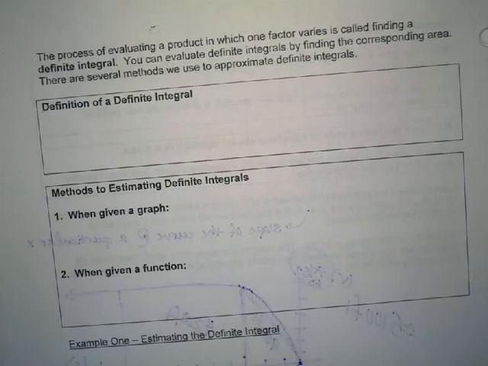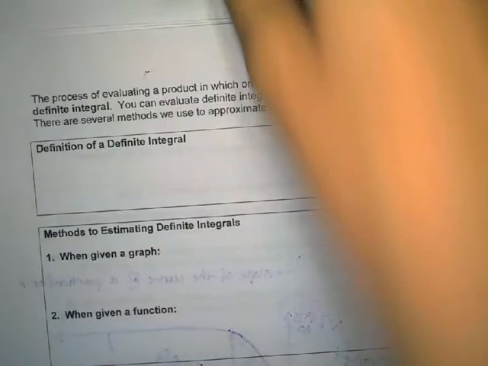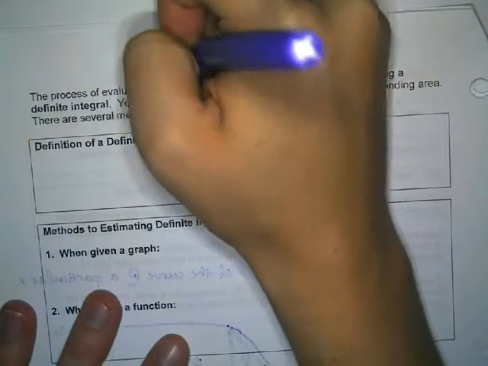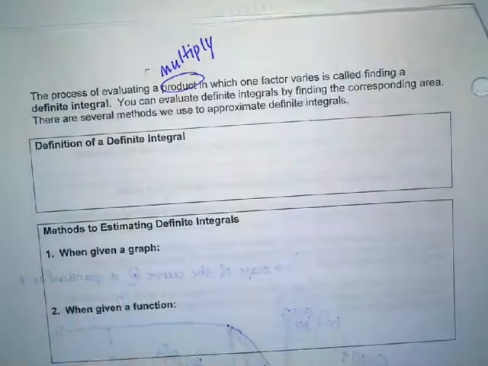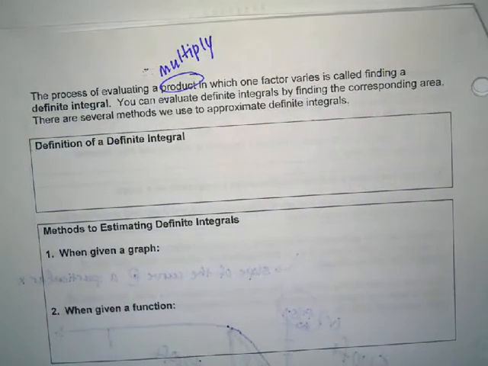Go ahead and flip. The process of evaluating a product in which one factor varies is called finding a definite integral. Now, let's go ahead and identify what some of these words mean. What does product mean? Multiply. Usually, in this class, you'll just be multiplying two things together.